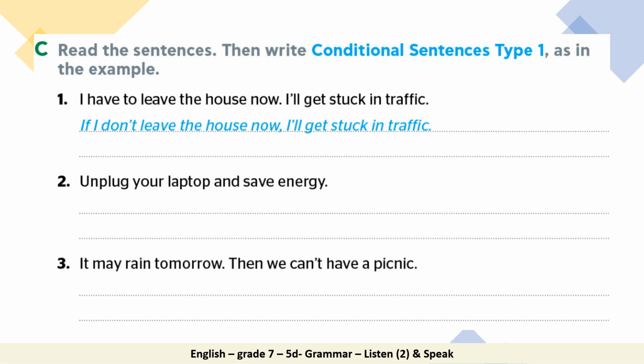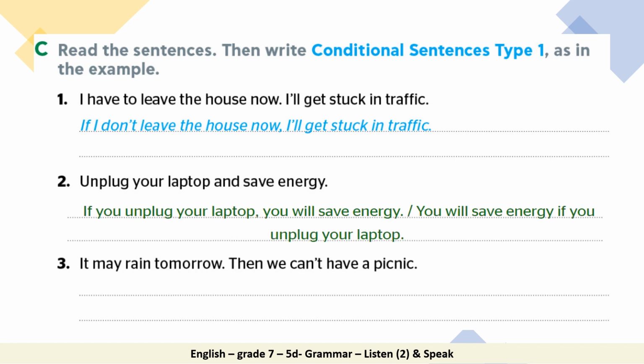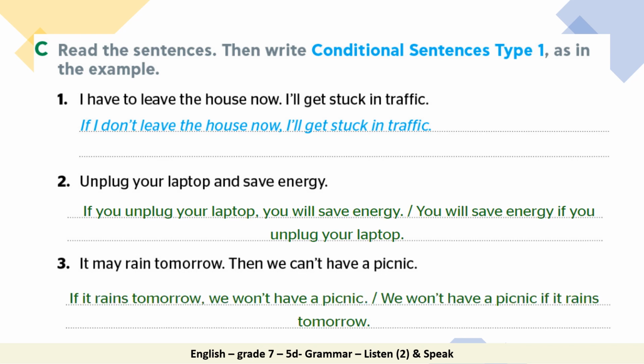All you have to do is add if at the beginning of the if clause, a comma before the main clause, and the future will to the main clause. So the answer will be, if you unplug your laptop, you will save energy, or you will save energy if you unplug your laptop. In sentence 3, it may rain tomorrow, then we can't have a picnic. The answer is, if it rains tomorrow, we won't have a picnic, or we won't have a picnic if it rains tomorrow.